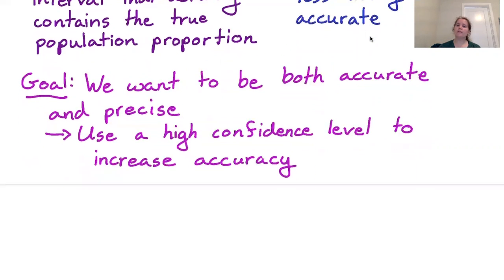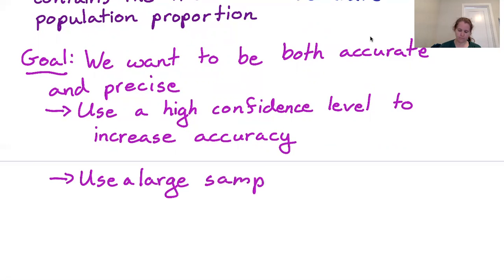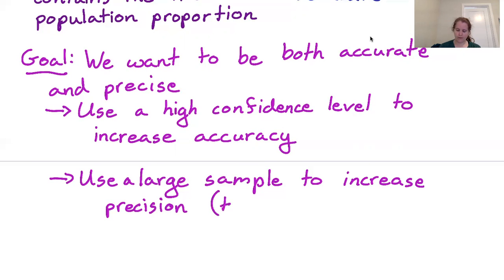And then if we want to increase precision, make a narrower interval, then what we want to do is use large samples. So remember that when we use larger samples, the standard deviation of the p-hat distribution gets smaller. So what we can do is we can use a large sample to increase precision, or to narrow the interval.